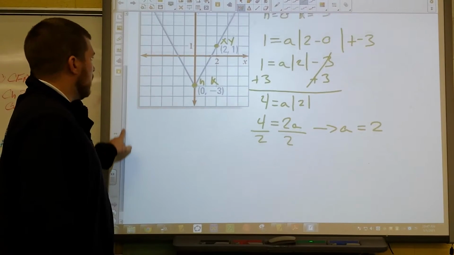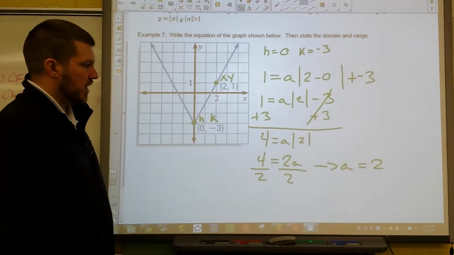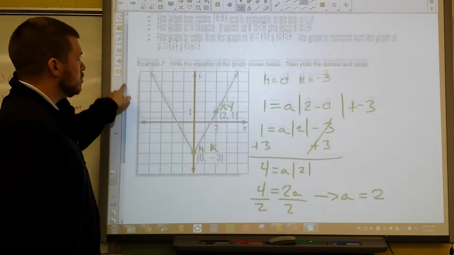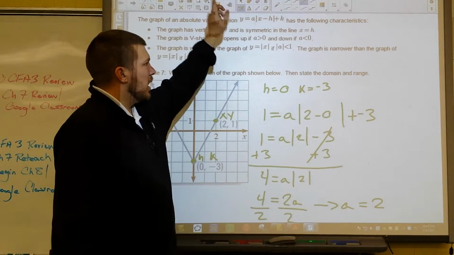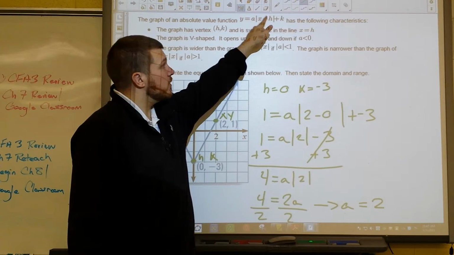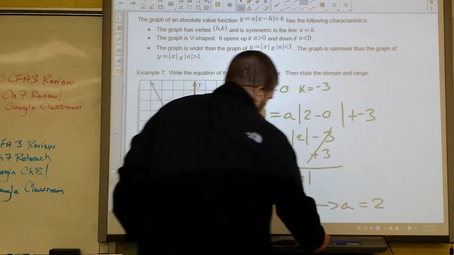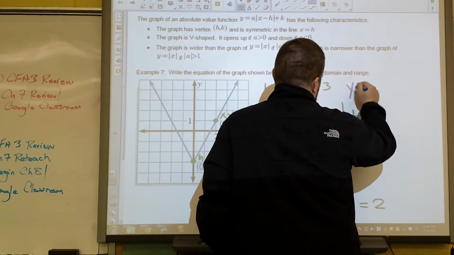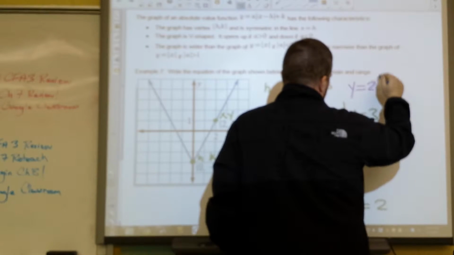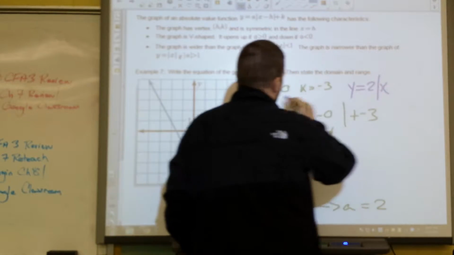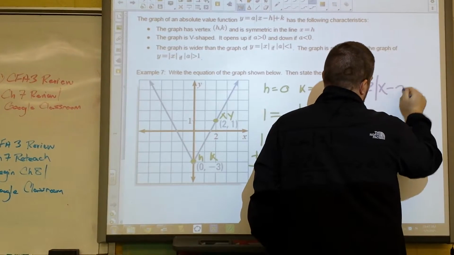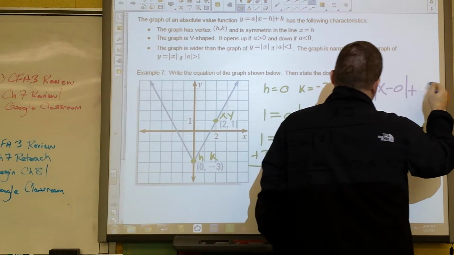So now that I know a, and I know my h and k, now I'm able to use the rule that we introduced right here. I'm going to plug in for a, I'm going to plug in for h, and I'm going to plug in for k, what I know. So I get my answer: y equals 2 absolute value of x minus h plus k.